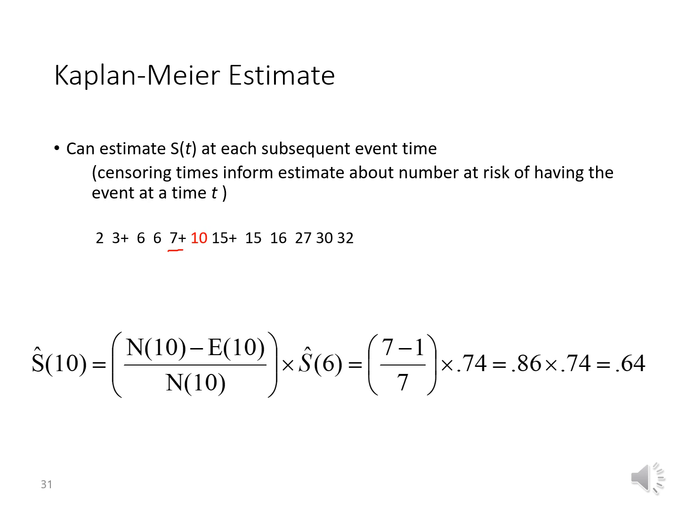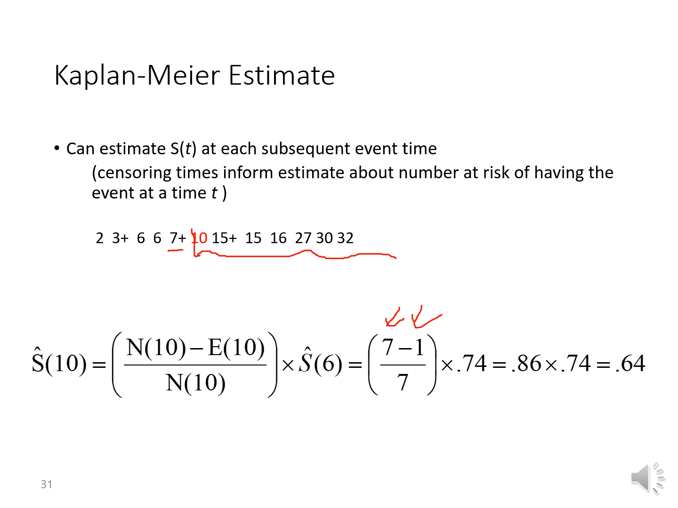So at month 10, how many are at risk? These are the people at risk, which are 7. And how many events happened among those 7? 1. So at month 10, I have 7 at risk and one event, which is this one, the red, over 7, times the previous probability. So it's 0.86 of this one, times 0.74. It's 64%: that have survived month 10 and beyond.